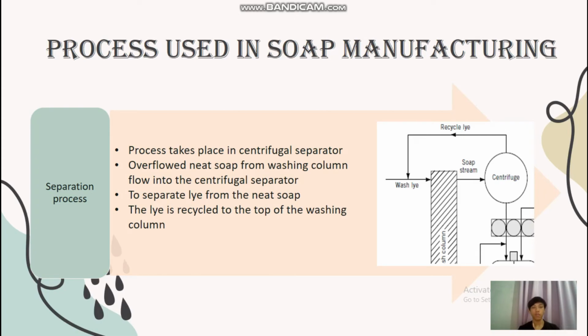The fifth process, which is also a separation process, happens in the centrifugal separator. The overflowed neat soap from the washing column will flow into the centrifugal separator. This separation is to separate lye from the neat soap. The lye will then be recycled into the top of the washing column.